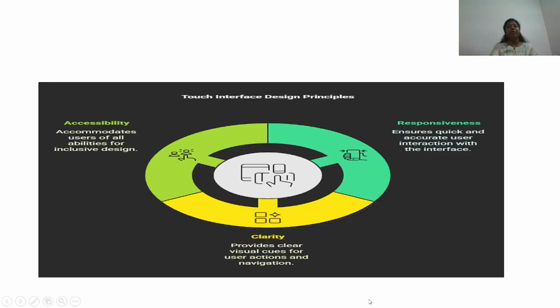Now, considering the design principles we just discussed, the three important parameters which have a high impact on touch interfaces are responsiveness, which ensures quick and accurate user interaction with the interface; clarity, which provides a clear visual representation based on user actions and navigation; and accessibility, which will accommodate users of all abilities and consider the inclusion of optimal design.